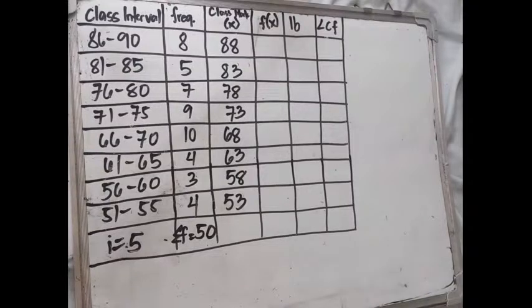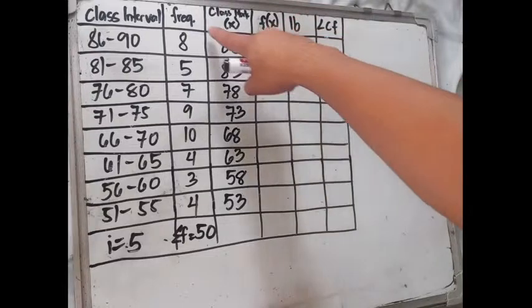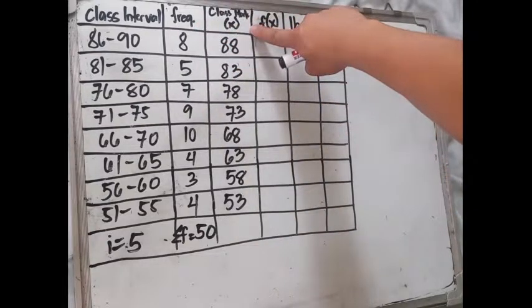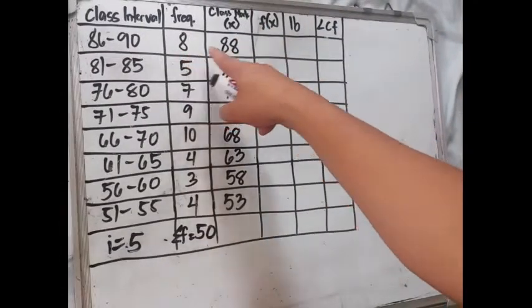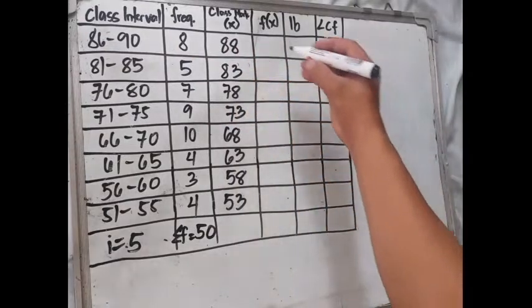Next, how to find the mean of the group data? We will complete the frequency distribution table. So we will find the value of fx. How to find the value of fx? That is frequency times class mark, or midpoint. So multiply lang natin ito. So 8 times 88, that is 704.